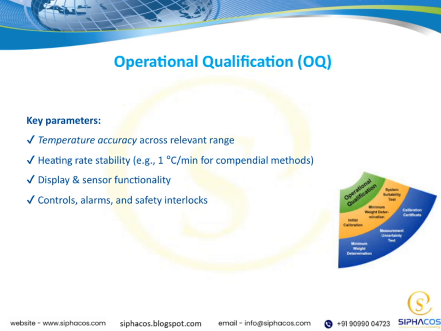We also need to check the display and sensor functionality. Accurate and reliable readings are essential, so we verify that the sensors and displays are functioning correctly and providing true data. Finally, controls, alarms, and safety interlocks play a critical role in safe operation. They help prevent mishaps by alerting operators to issues and automatically shutting down or modifying operation if necessary. All these parameters together give us confidence that the equipment can perform reliably and safely during routine use, supporting the overall quality and compliance of our processes.